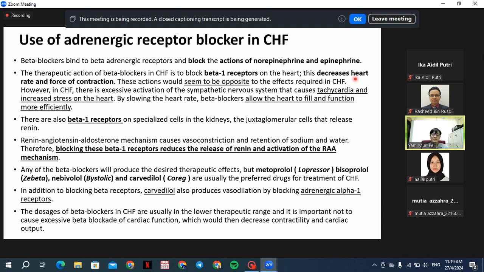Your heart force will be reduced. Your workload will be reduced as well. So your heart is in a more relaxed condition, so you can overcome the condition.